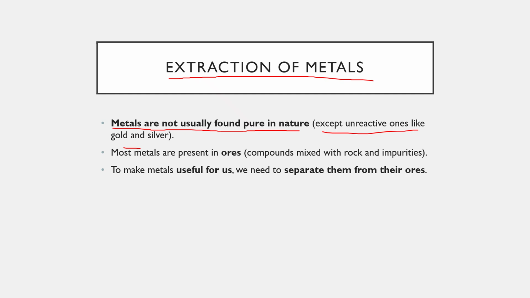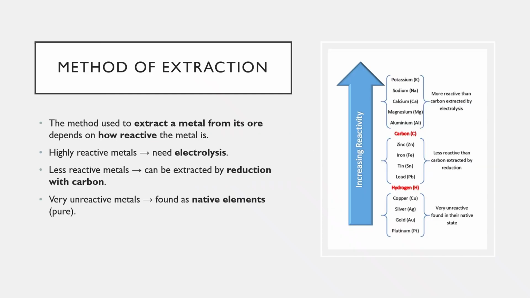What do you mean by ores? Ore is basically a compound mixed with rock and impurities. To make metal useful for us, we need to separate it from its ore. Okay, so next is method of extraction. The method used to extract a metal from its ore depends on how reactive the metal is.